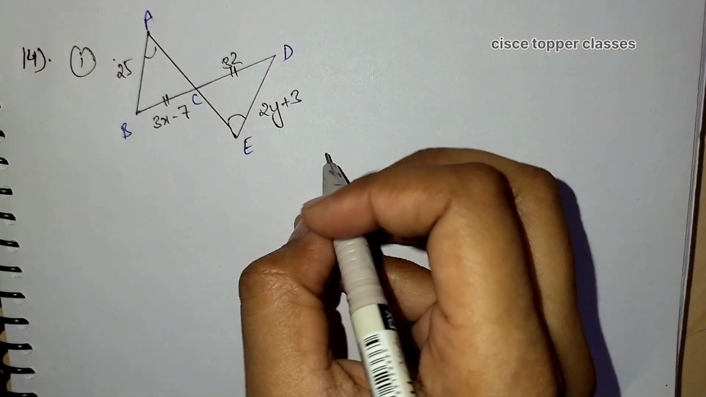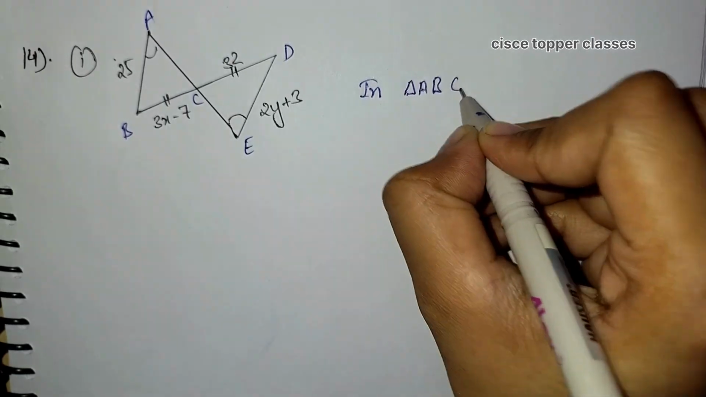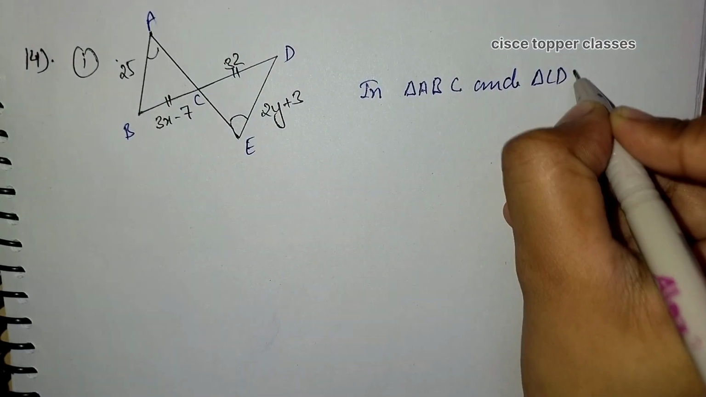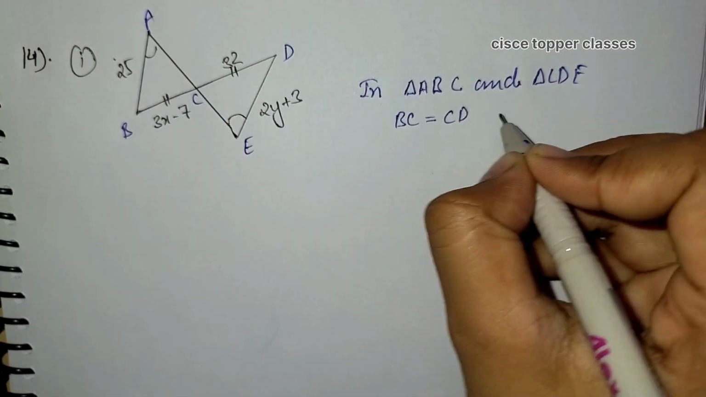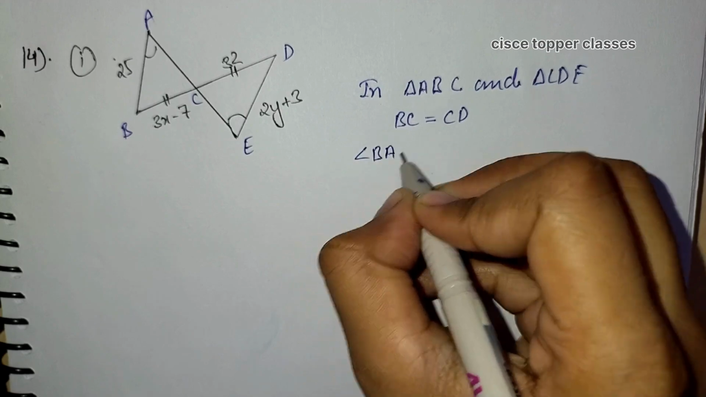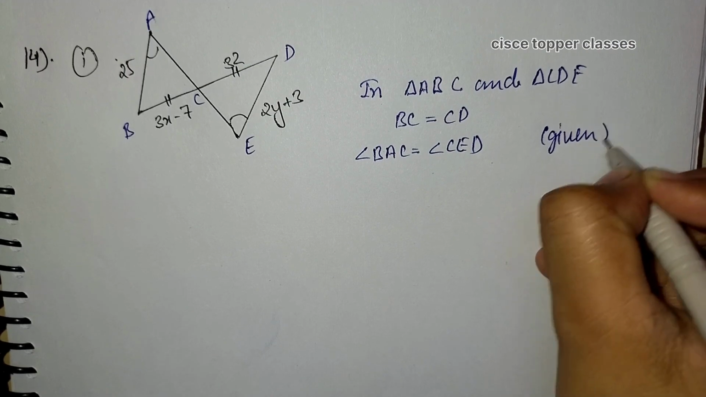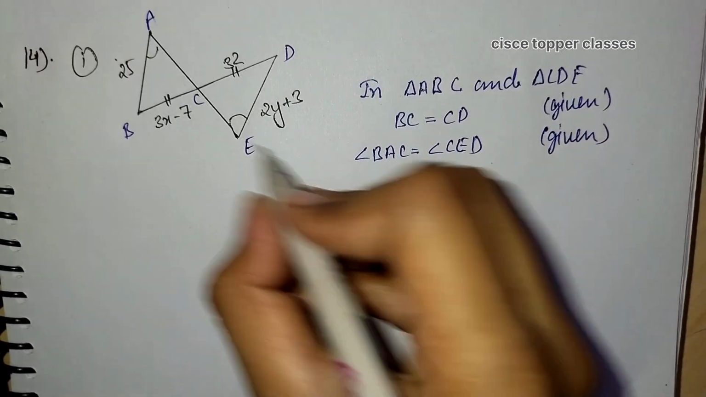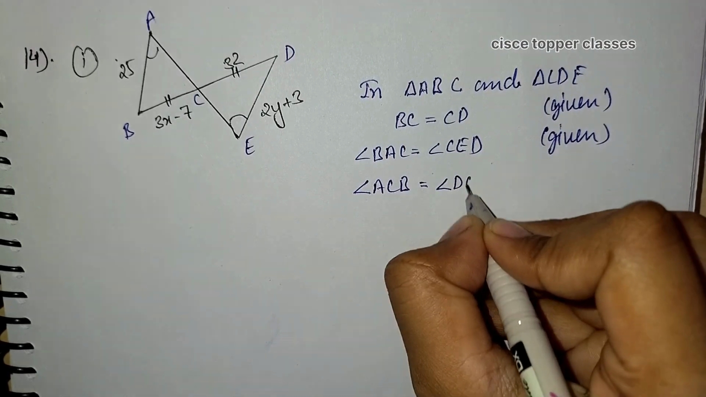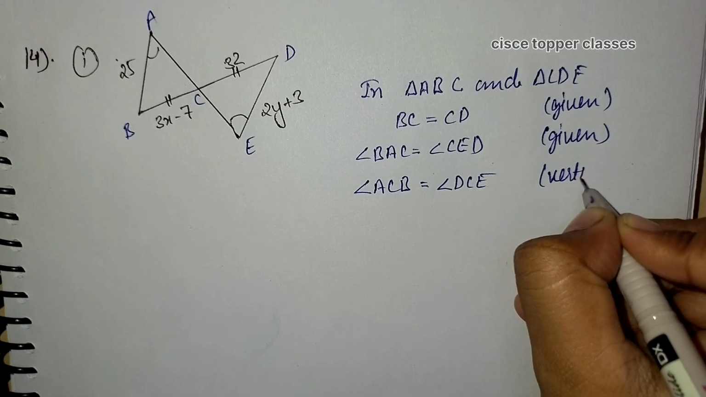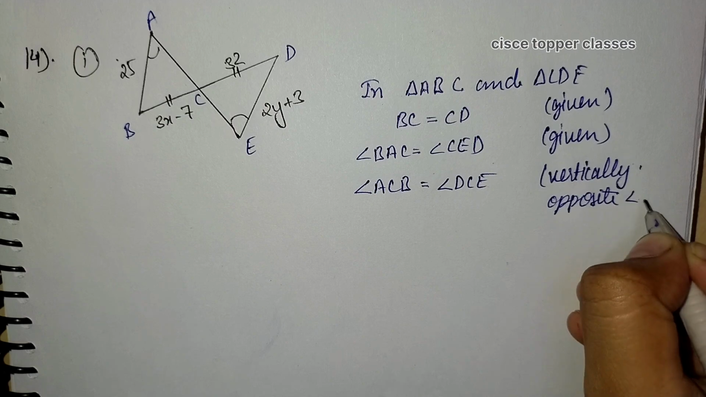Now let us solve the 14th question, first part here. In triangle ABC and triangle CDE, it is given that BC is equal to CD and angle BAC is equal to angle CED. The third part is vertically opposite angles, meaning angle ACB is equal to angle DCE because they are vertically opposite angles here. Because of this they are equal.